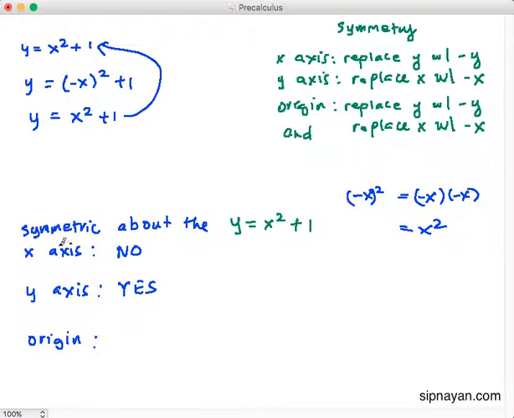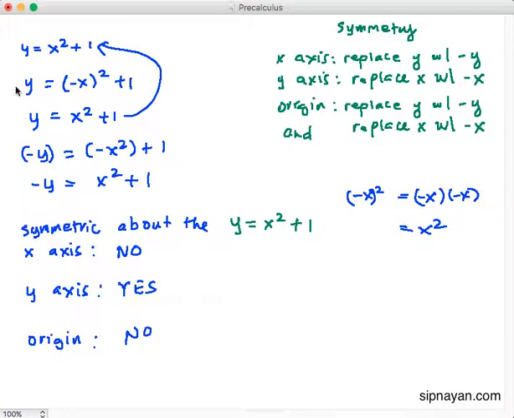Next, is it symmetric about the origin? So, we have negative y, replace both. Negative y equals negative x squared plus 1. So, negative y equals, we said x squared plus 1 earlier. There's nothing more we can do here. So, it did not go back to the original. So, the answer is no.